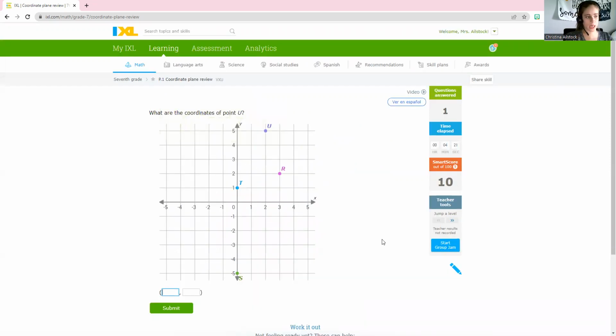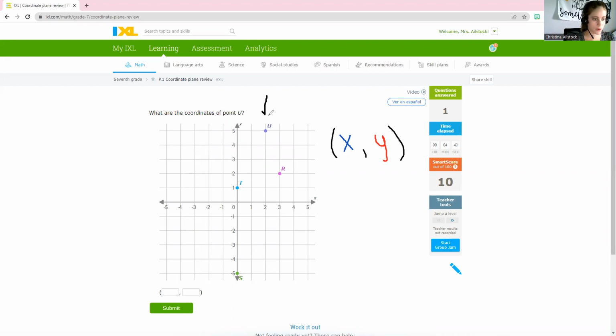So let's try this one. We want to know the coordinates of point U. So once again, when we have an ordered pair, when we have coordinates, however you want to say it, it is an X and a Y value. X comes first and then Y, just like the alphabet.